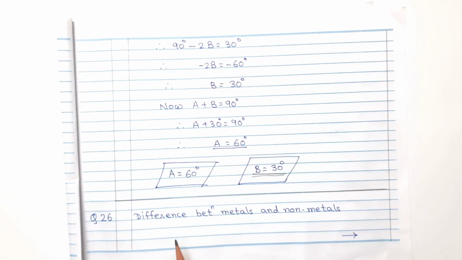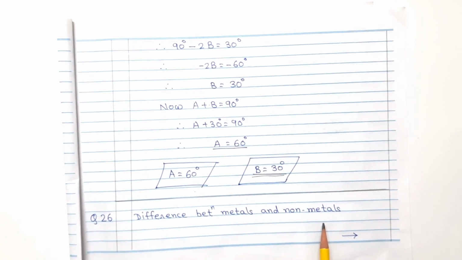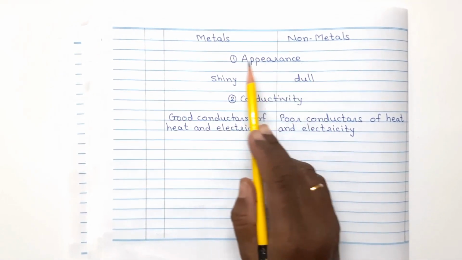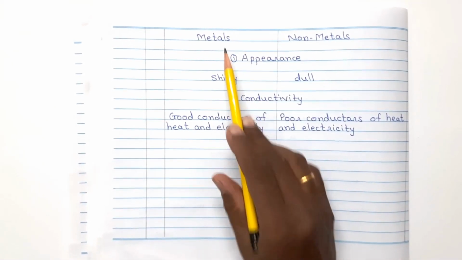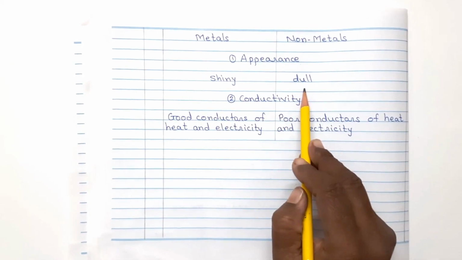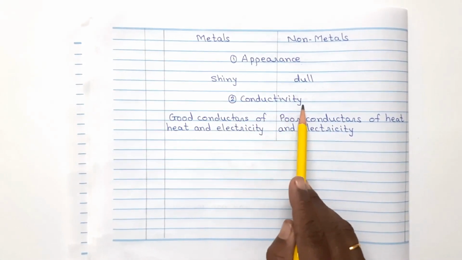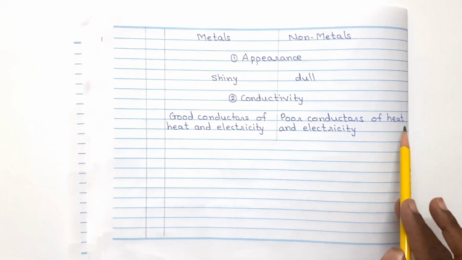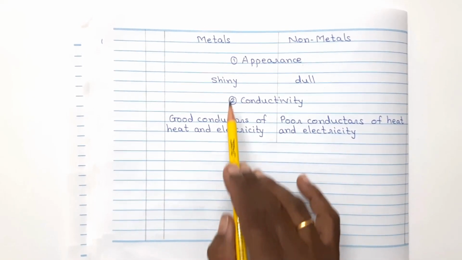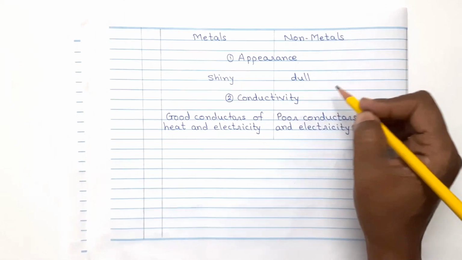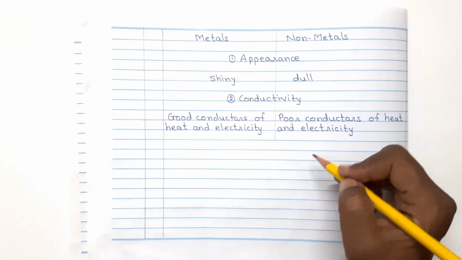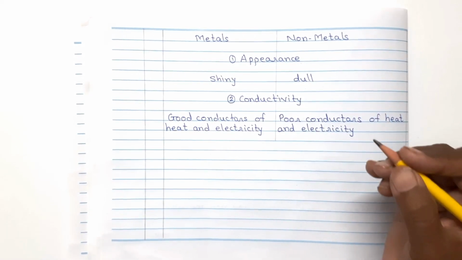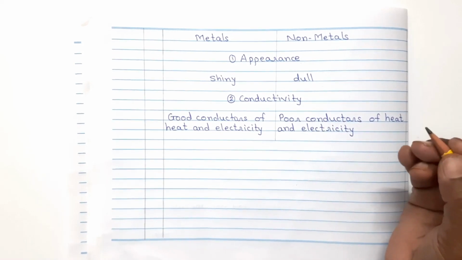Now the question is the difference between metals and non-metals. While writing a difference, you can write points like this. First point is appearance. How are metals? Shiny. Non-metals are dull. The second point is conductivity. Metals are good conductors of heat and electricity. Non-metals are poor conductors of heat and electricity. Like this, the examiner will just check the points. It will be easy for him to check your paper, and that will give you an advantage. He will overlook some of your errors or mistakes.